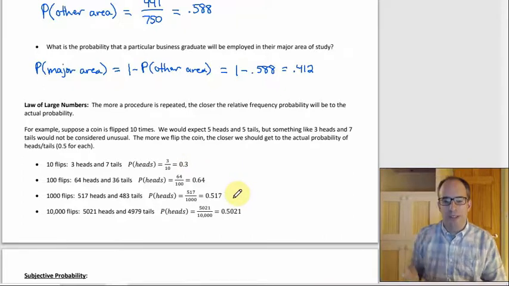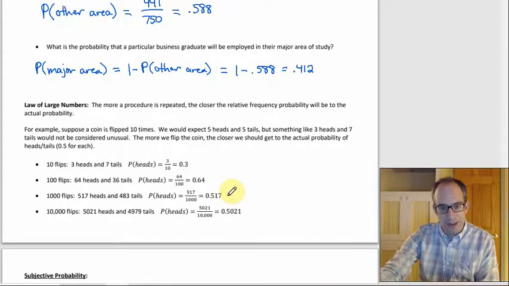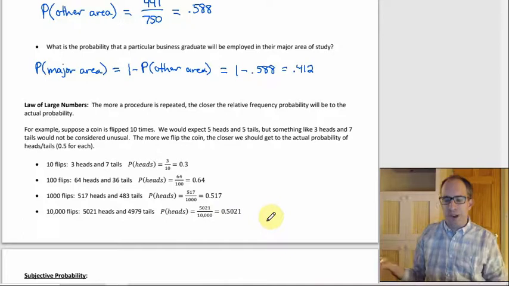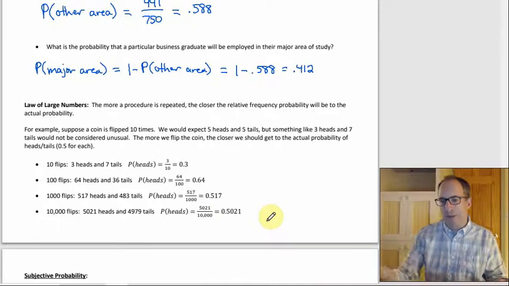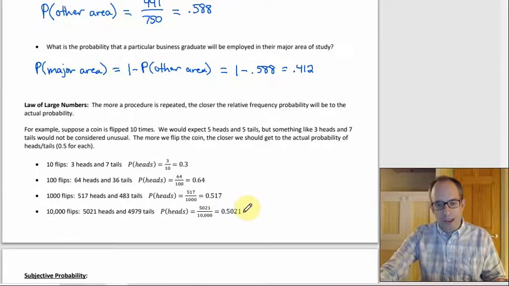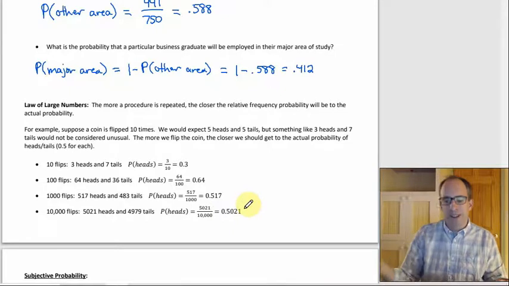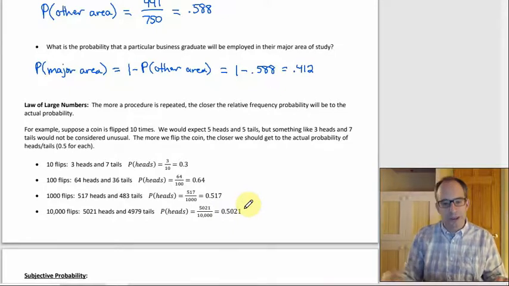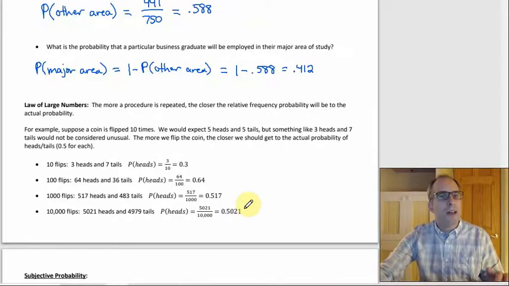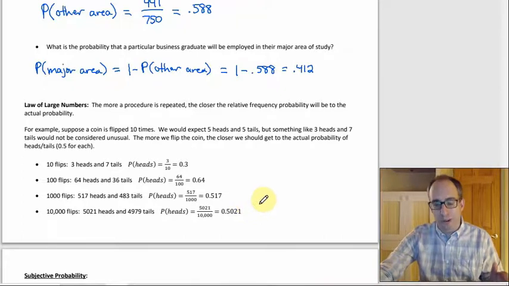1,000 flips, we got 517 out of 1,000, so that's 0.517. All right, now we're getting better, right? That's getting closer to 0.5. And then 10,000, let's say we get 5,021 heads out of 10,000 flips, 0.5021. Right, that's pretty close, right? So as the number of flips goes up, the closer and closer we're going to get. That's the idea of the law of large numbers.